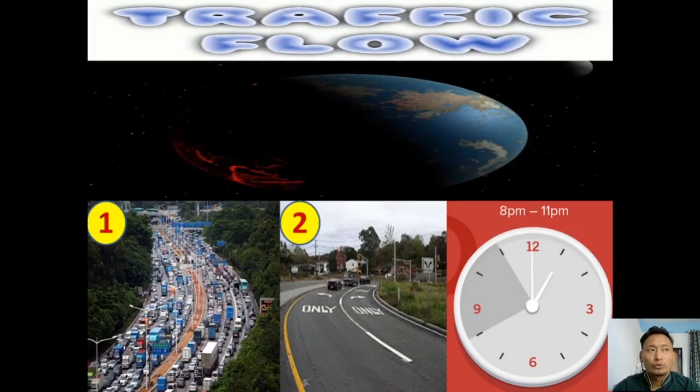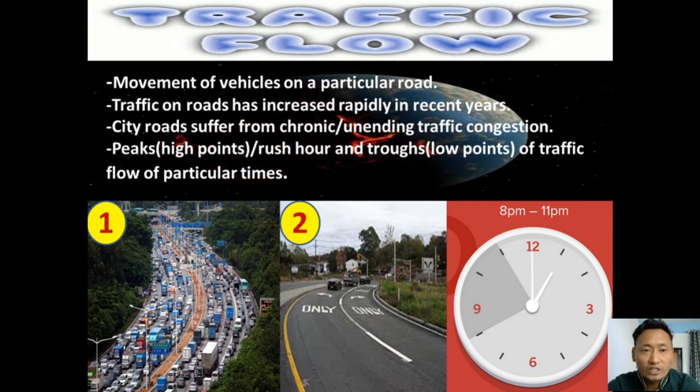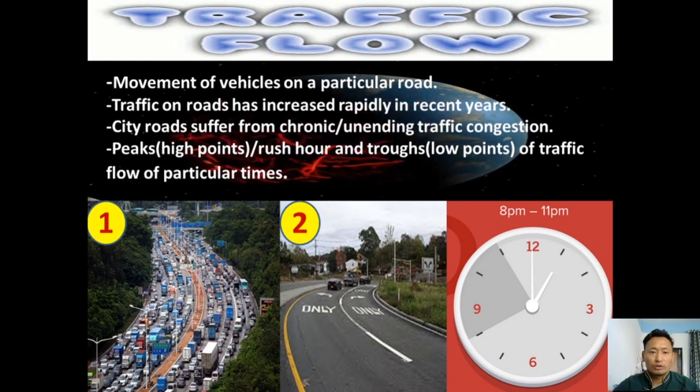Next, we are going to learn about traffic flow. So what is meant by traffic flow? Traffic flow means movement of vehicles on a particular road. If we look at image 1 and image 2, these are two different roads, road 1 and road 2.